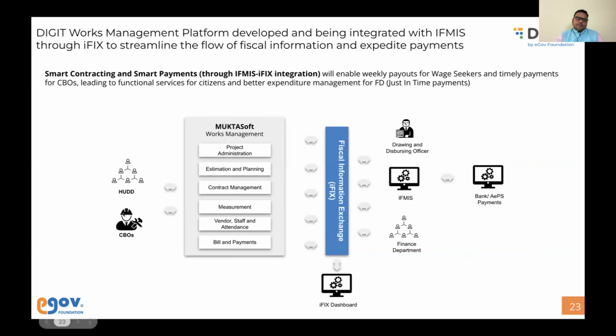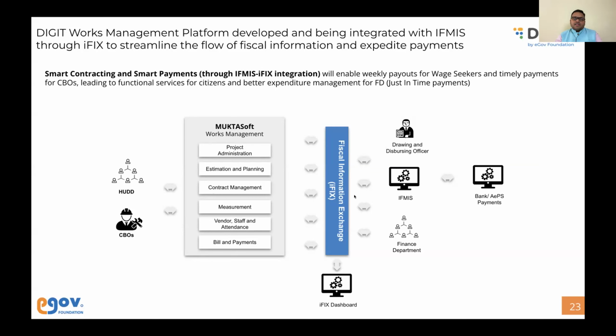So there's an application for the ULB staff, which is a web application. There's a mobile application for the CBOs of the works management platform itself. So across the entire works lifecycle, all the different processes are captured in the system itself. When the bills are raised, each stage has its own set of fiscal events that are passed. And when the bills get raised, they are pushed directly from the works management platform to the state treasury system.